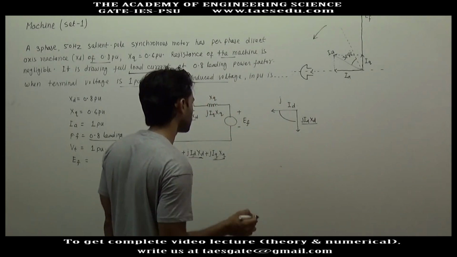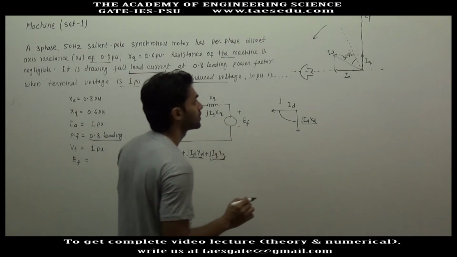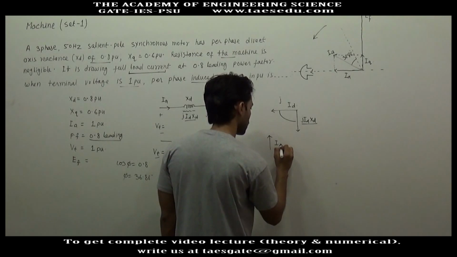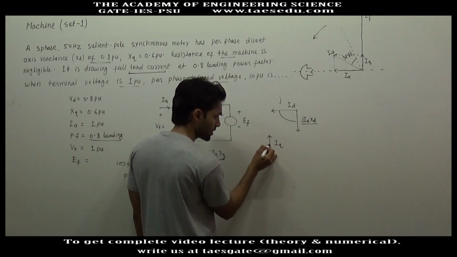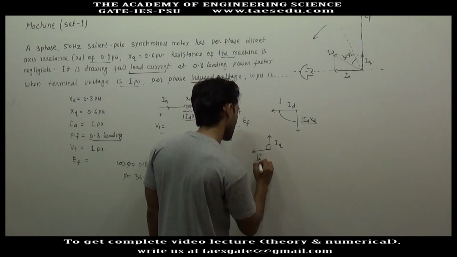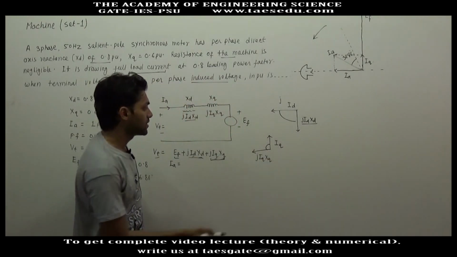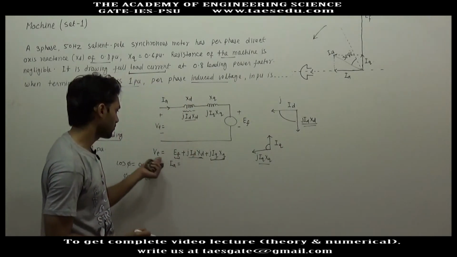Okay. And what will be the direction of jIqXq? This is the direction of Iq. So the direction of jIq will rotate anti-clockwise by 90 degrees. So this is the direction of jIq into Xq. Now we have to add these two quantities in EF, then we will get the phasor of Vt.